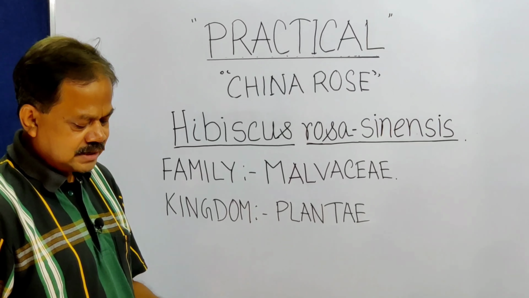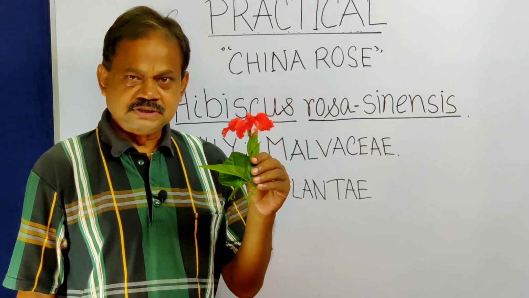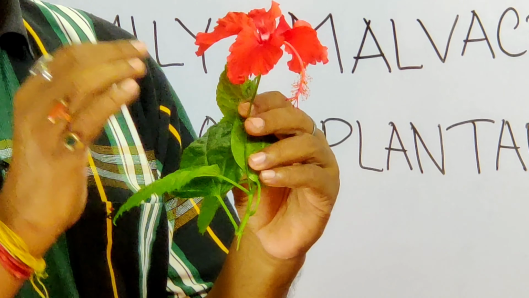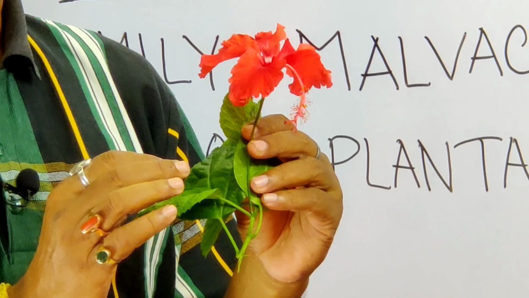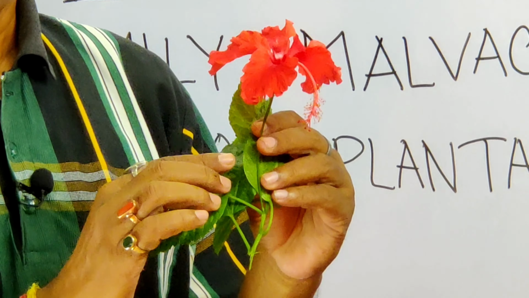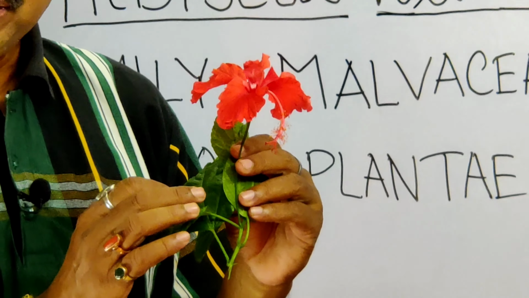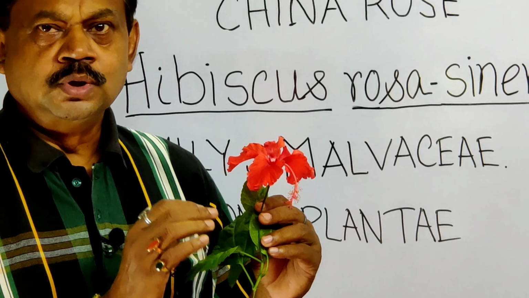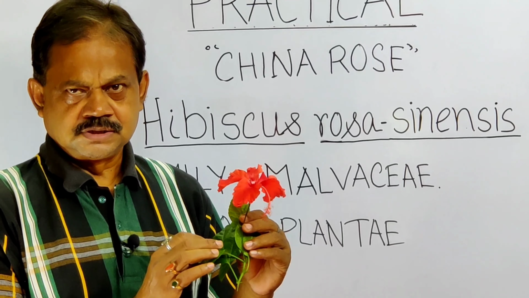So this is the specimen of China rose whose inflorescence is cymose because only one flower is present over here. It is the solitary flower, belongs to cymose inflorescence. Today, two students of class 12 are going to perform this experiment on my behalf.